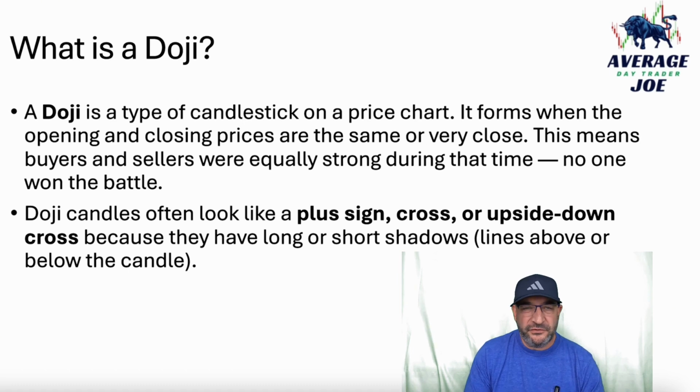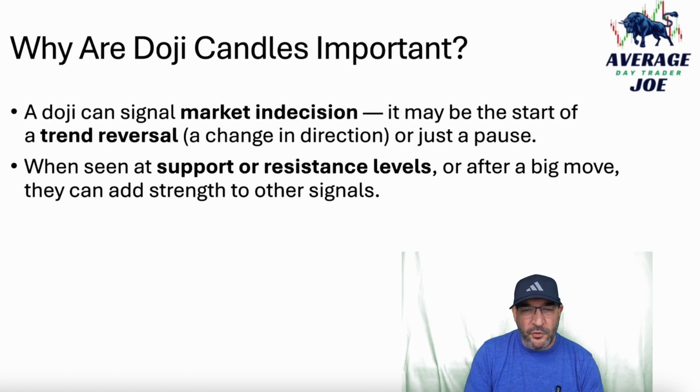But doji candles, like I've showed you in the first slide, can look like a plus sign, like a cross, or the upside down cross, because they have long or short shadows, or wicks. And that's the lines above or below the actual candle. Dojis are important because they can signal market indecision, guys, and it may be the start of a trend reversal.